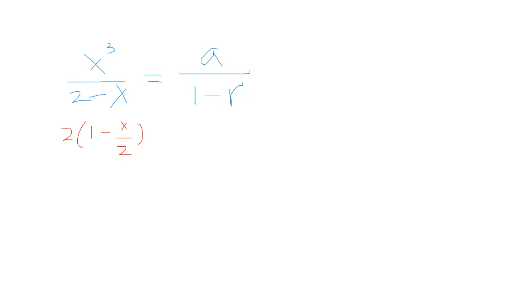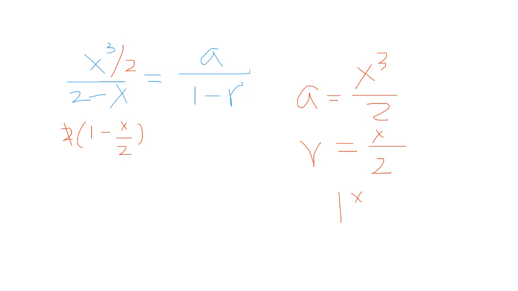Right, for the denominator, these 2 we will probably want to write here. So x cubed divided by 2. Now we see we have A equals x cubed divided by 2, our R equals x over 2. Right? And of course, we want our R, which is x over 2, less than 1.